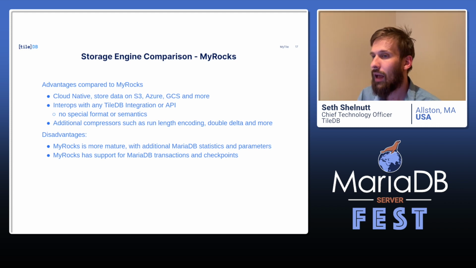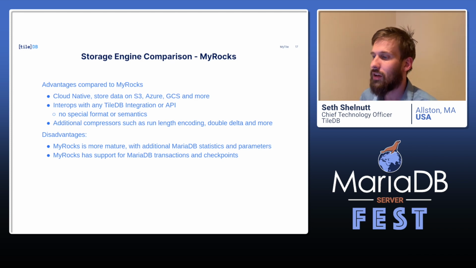So that means that MyRocks is based off RocksDB, but there are some semantics involved there, so you can't quite query the underlying RocksDB key value store from outside of MariaDB, or it's not very common to. But with MyTile, it's the native TileDB format. There's no special format, no semantics, and you can just query that array directly from MyTile or from anywhere outside of MyTile without any problems. There are also some differences in compressors offered between MyRocks and MyTile. We have some additional encoding, such as run length encoding, double delta, and several others.